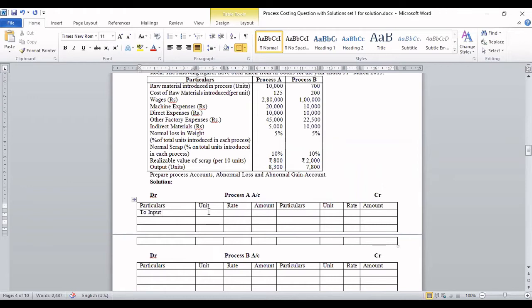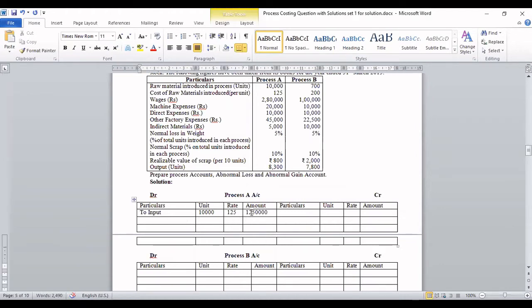For process A, what is the quantity? 10,000 units. Very good, beta. And what is the rate of this material given? 125. Very good. Then what would be the amount? Yes, Viren. Come on, speak up. What will be the amount, beta? 12 lakh 50,000. 12,50,000. Everyone just cross check you are getting the same value or not.